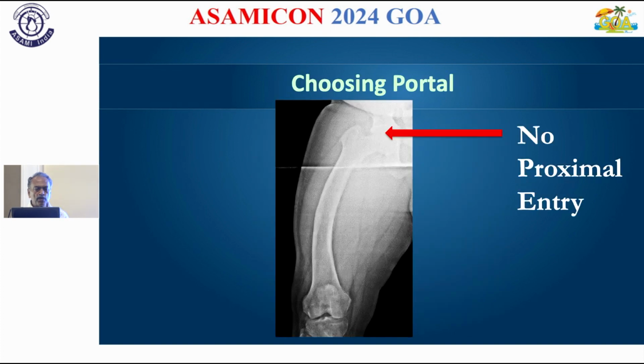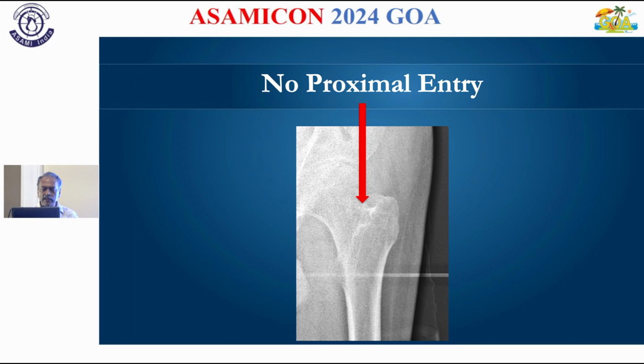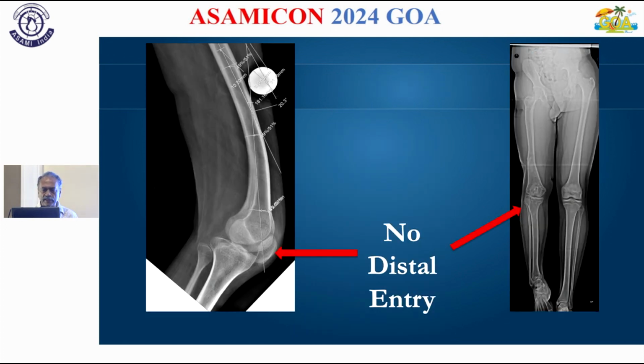You choose the portal. You cannot perform a proximal entry in this case because of the significant bowing, and you cannot adduct the limb. So you can't go in from the proximal end. In this particular case, with the extensive valgus, you would hit the femoral head and neck, so you can't get a proximal entry. You have to choose a distal entry.